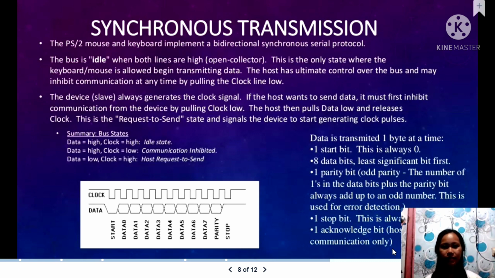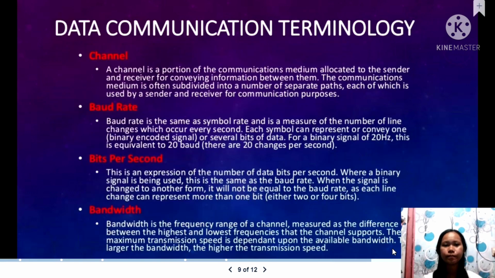1 start bit, this is always 0. 8 data bits, least significant bit first. A parity bit, odd parity. The number of ones in the data bits plus the parity bit always add up to an odd number. This is used for error detection. 1 stop bit, this is always 1. Acknowledge bit, host to device communication only.